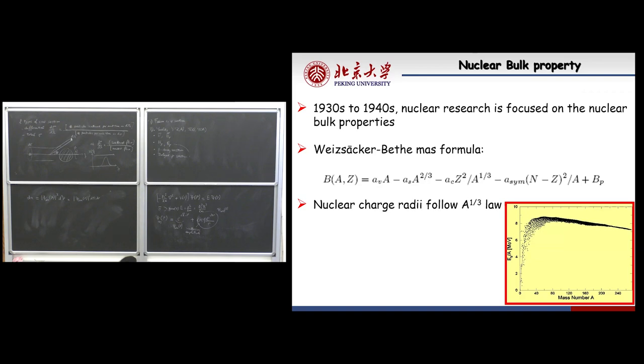So I suppose everybody here should understand this model. From this model, we can already do a lot, right? For example, from this model, can we know what about the stability line?